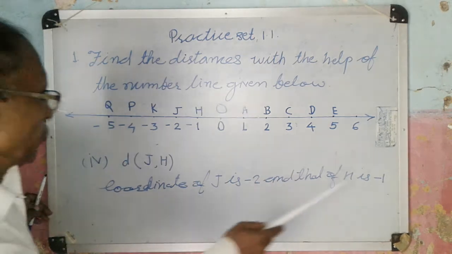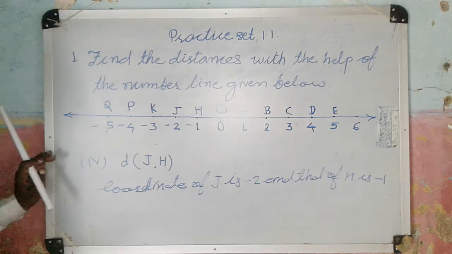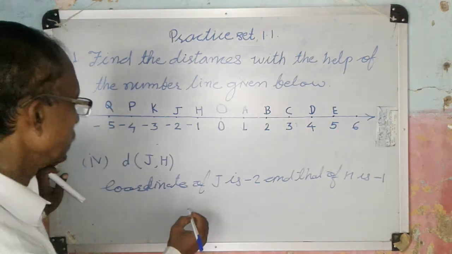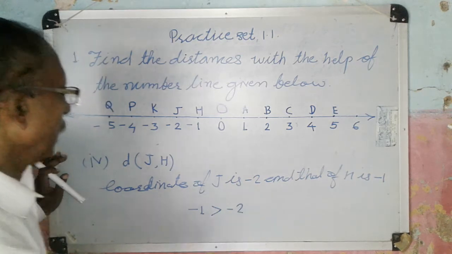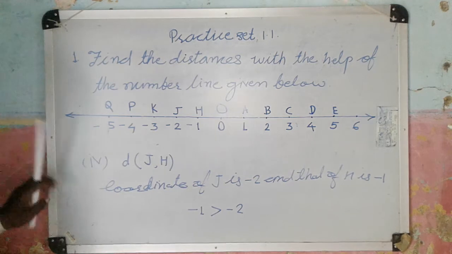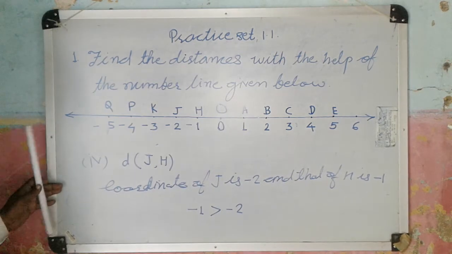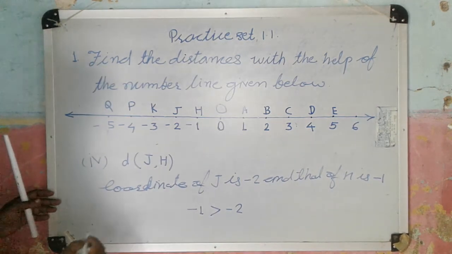Now, if you compare minus 2 and minus 1, which is larger, which is smaller? So here minus 1 is greater than minus 2. So subtract to get the distance between points J and H. Subtract smaller coordinate from larger coordinate.